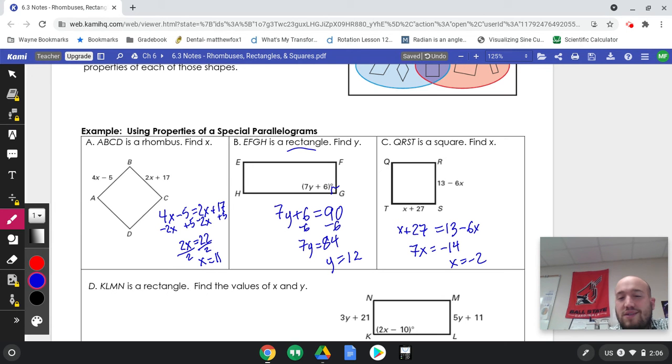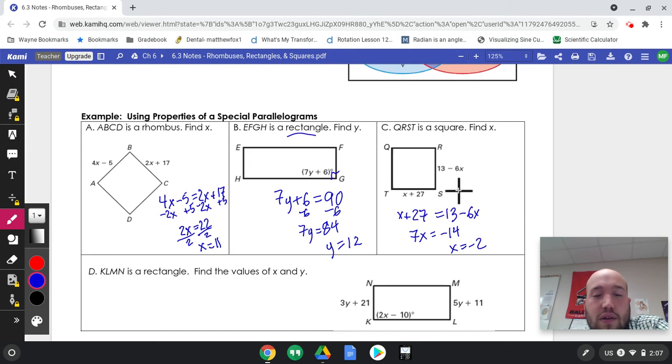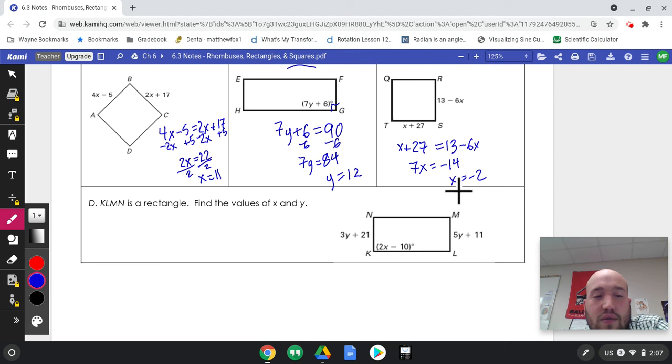Now, some of you might instantly see that and go, a negative 2, you can't have a side of negative 2 length. And I agree with that, but let's think if we would plug that back in, negative 2 plus 27, that would be 25. You can have a side that's 25 in length. If I put it over here, negative 2 times negative 6, that's 12. 12 plus 13, 25. So it makes sense. Even though the x value is negative, that doesn't mean the side length is negative. And we're almost done here with this side.